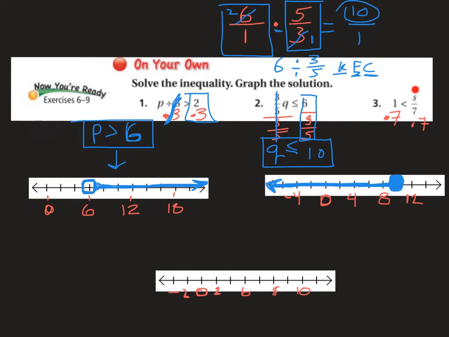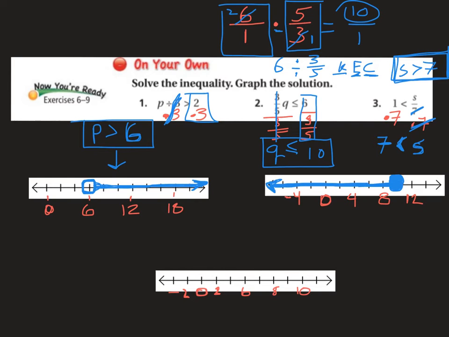All right, so we have here s divided by 7. So we're going to multiply both sides by 7 to get rid of this divided by 7. We're going to multiply by 7 on both sides. So these 7's cancel out, so we're going to get s on this side. And on this side, we're going to get 1 times 7 is 7. Okay, so 7 is less than s. I kind of like to flip this around and say s is greater than 7. Either way it works. This just helps me graph. So s is greater than 7.